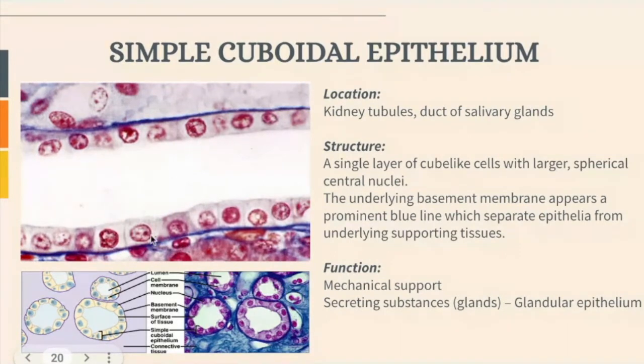The nuclei are also in the center, and it usually has an underlying membrane, which appears as a blue line. Here you can see the basal membrane is usually stained blue. So it provides mechanical support and also secretes substances in glands. That one, we will call a glandular epithelium.